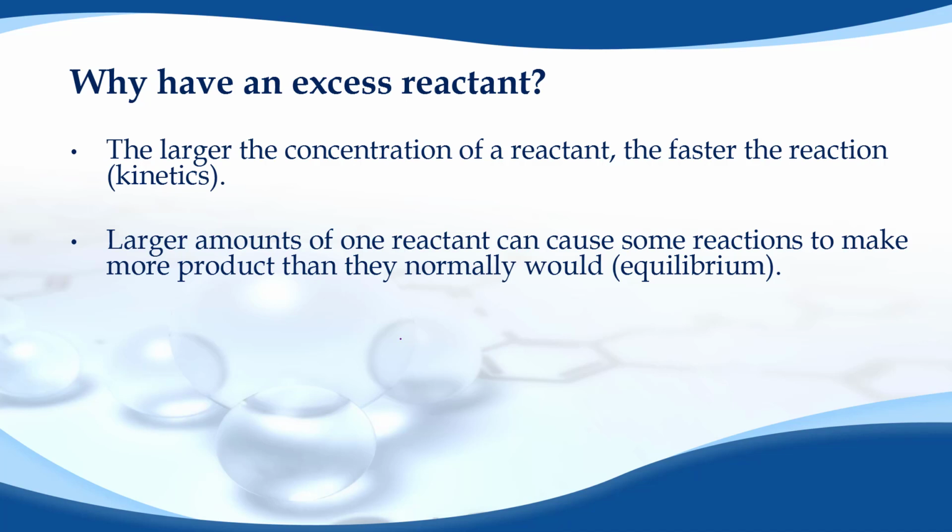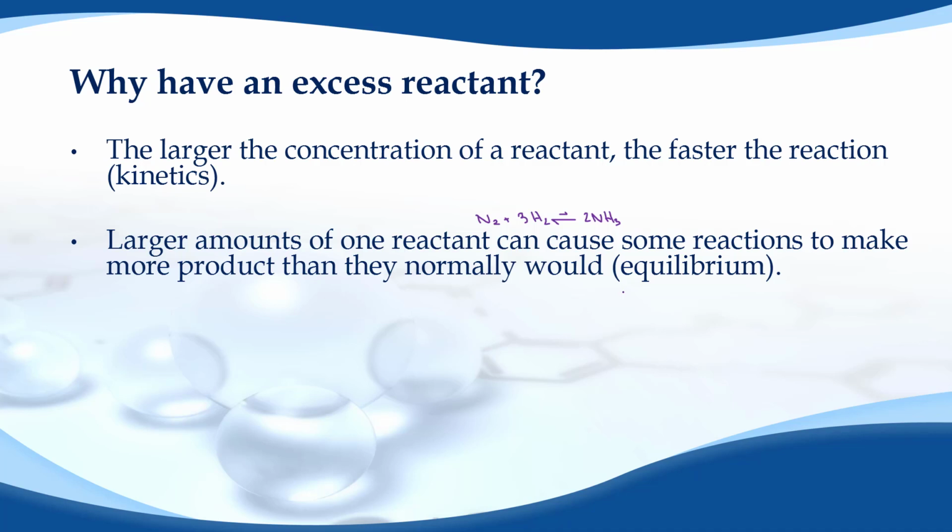So, for example, the Haber process, which is how you make ammonia. That reaction doesn't produce a lot of ammonia because it's not very favorable. But if you increase the concentration of one of the reactants by a lot, you can actually force the reaction to make more ammonia than it should regularly, right? And that's valuable to us.